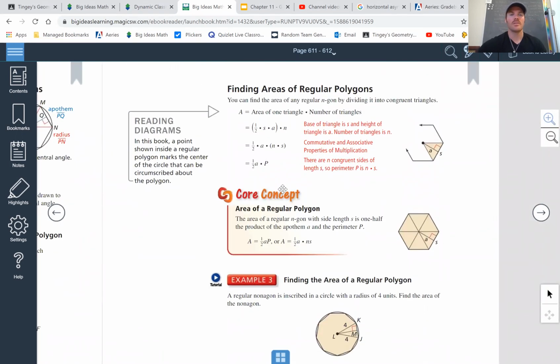Here we have another core concept. You don't need to write all of this, only if it will help you. I'm going to talk about it to help you understand it.